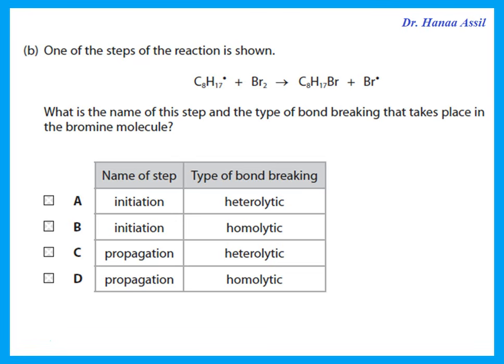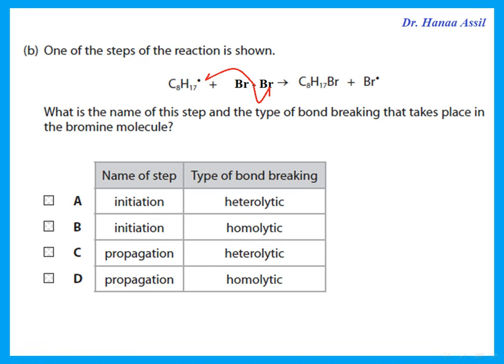Then one of the steps of the reaction is this. Remember that breaking up of the Br-Br bond was initiation. Then we go into what we call the propagation step. In the propagation step, the bromine radical that was formed breaks up the octane to form an octane radical. Then the octane radical reacts with a bromine molecule so that the bond between the Br-Br breaks up again. One electron is used to join the bromine to the octane radical, and it forms another bromine radical that continues to go.